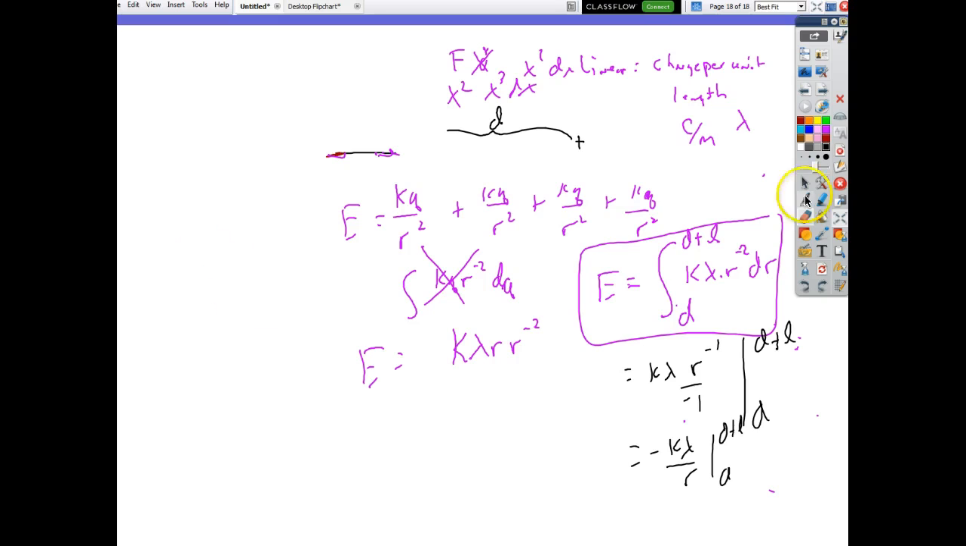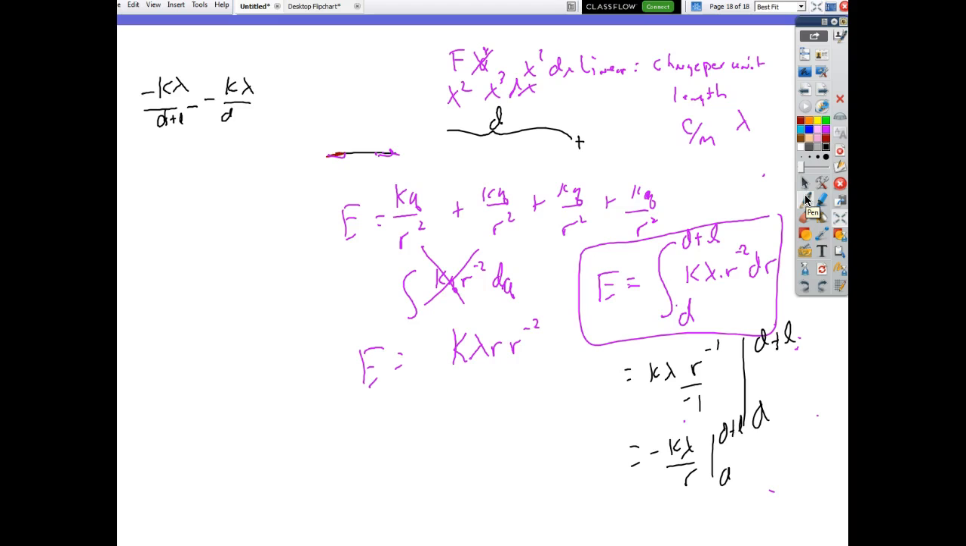going over here, I'm going to get negative k lambda over d minus negative k lambda over d plus L. Wait, nope, I did it backwards. d plus L and d. Thank you. And then plug in whatever it is you need, because you'll have numbers for all those, right?